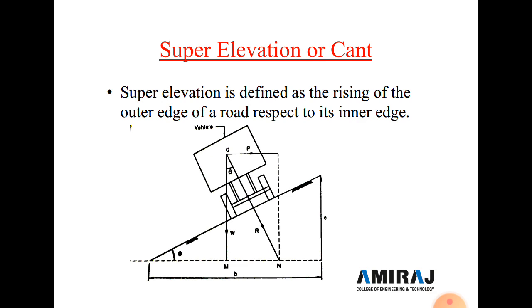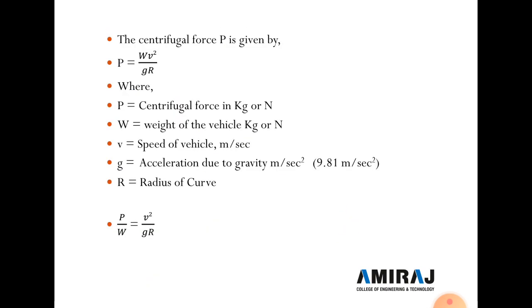Super elevation is defined as raising the outer edge of the road with respect to the inner edge. It looks like this, as shown in the figure. This is the inner edge of the road and this one is the outer edge. When any road or highway turns to the left or right, the outer edge is raised compared to the inner edge, so it's called super elevation. Clear? Here e means super elevation.